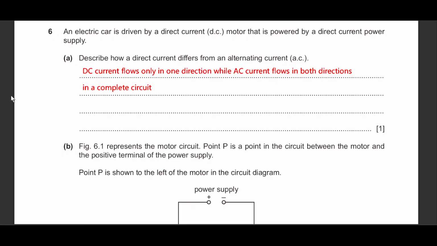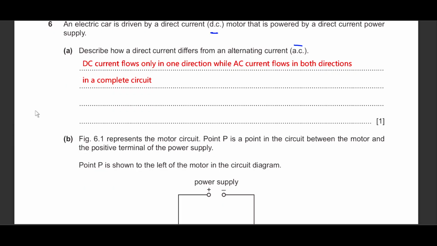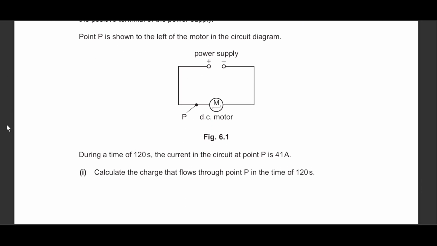An electric car is driven by direct current, and then he's asking us about the difference between DC and AC. It's a very simple answer. DC current flows only in one direction and is generally found with batteries, capacitors, or batteries inside your laptops or mobile phones, or small ones that we use in our remote controllers or fire alarms. While AC current flows in both directions in a complete circuit.